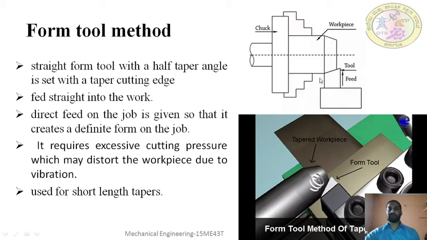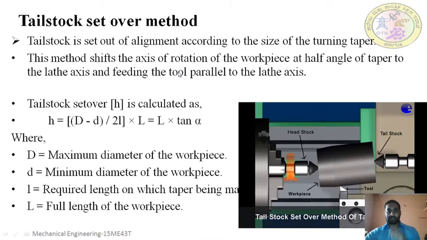So it is used only for smaller length of workpiece. Whatever the length of the tool is, that much length only will be obtained on the workpiece. So the next method is the tailstock set over method.